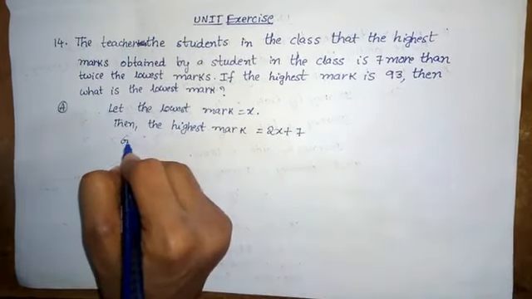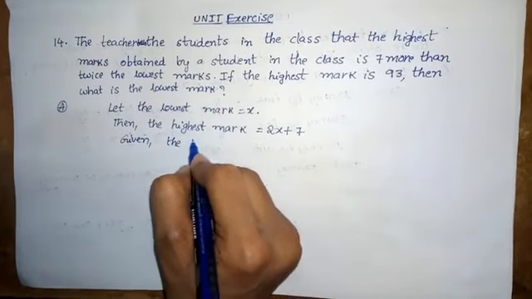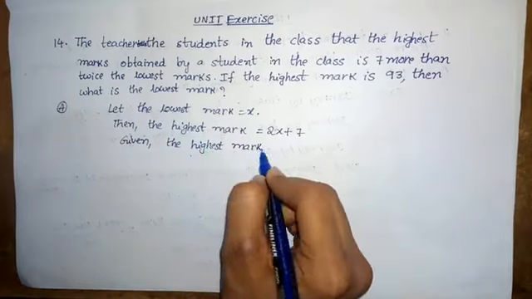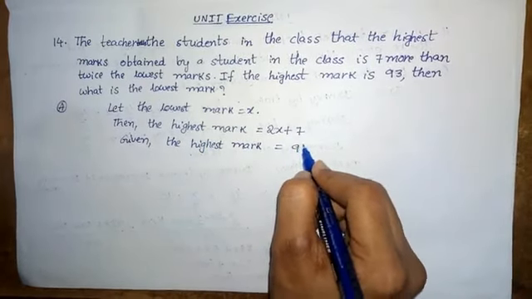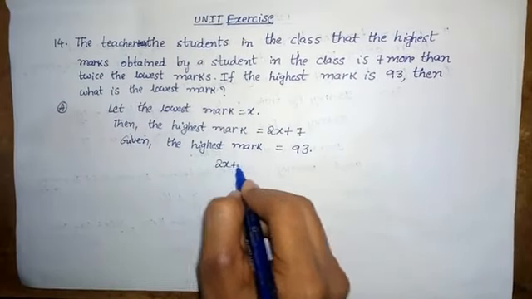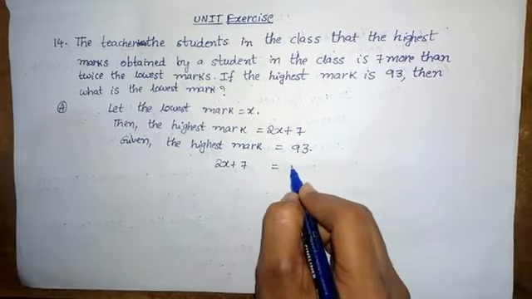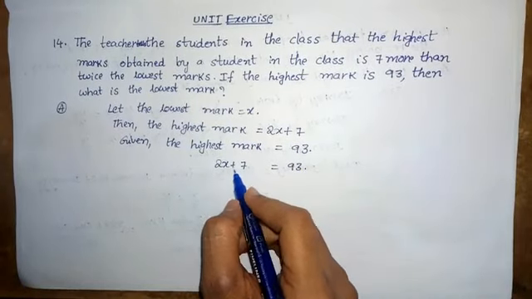So given the highest mark is equal to 93. So the highest mark 2x plus 7 is equal to 93. In this simple equation, find the x value.